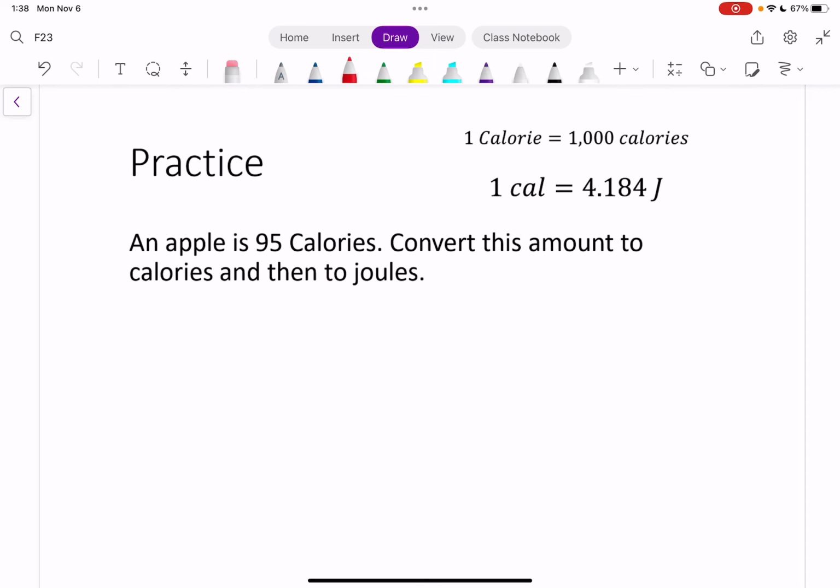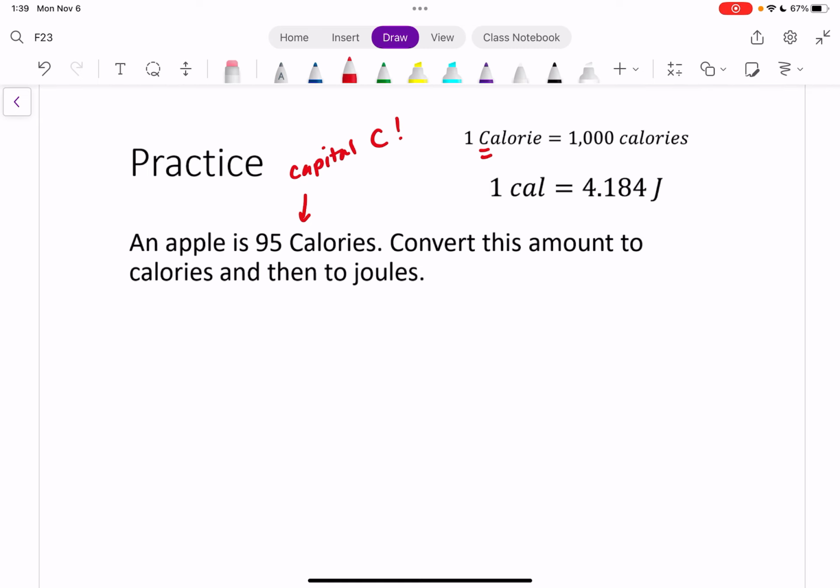All right, so sometimes we're going to have to convert from calories to joules or joules to calories, and we can use this conversion factor to do that. So let's try this out. This practice problem says an apple is 95 Calories, big C Calories, noting that that is a capital C, which means that we need to think about that as kilocalories, not just calories.